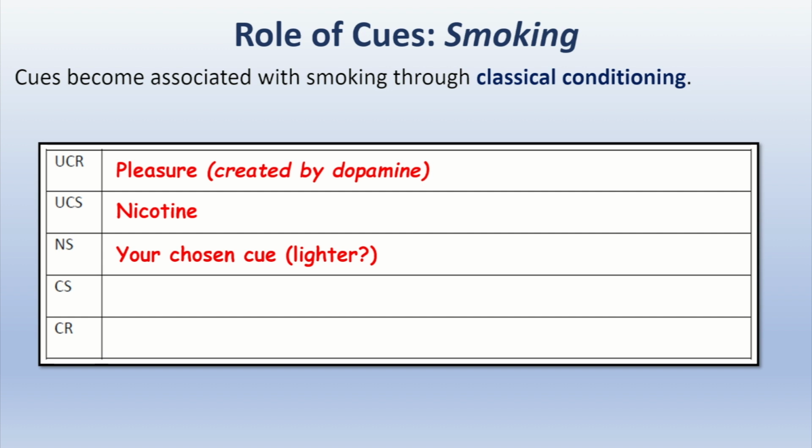So you put them together during conditioning. And then over time, your lighter now produces a natural response of pleasure, or gives you a craving to continue to smoke. So if you want to write that into the bottom of page 18, and then press play on the video when you're ready to go through the next page.